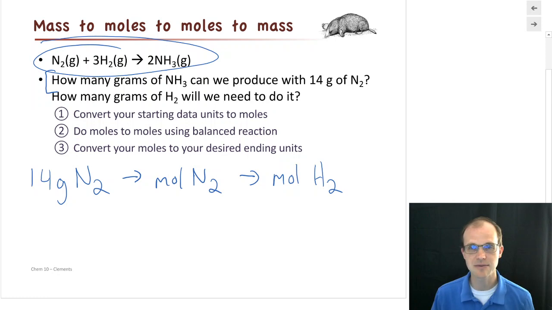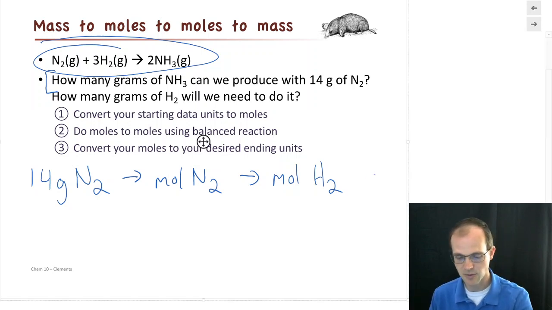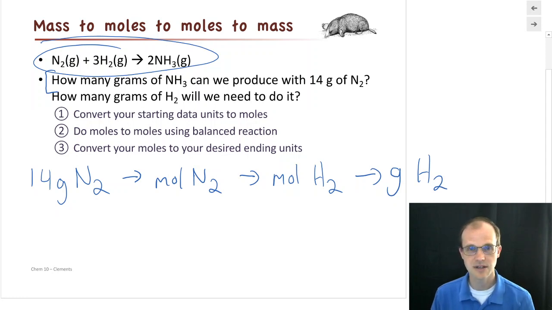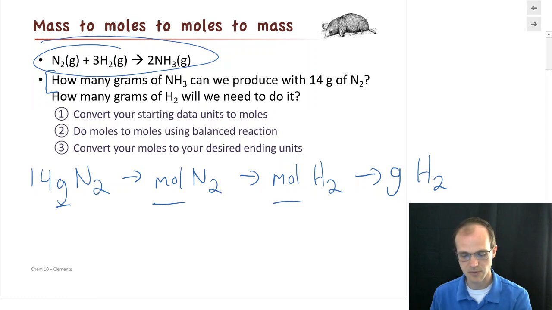And what does the balanced chemical reaction tell us? It tells us the moles of one thing compared to the moles of another thing. So I go moles of nitrogen to moles of hydrogen. Now, if I really want to know how to check whether I produced what I wanted to produce, I've got to do one more step and convert those moles of hydrogen into grams of hydrogen. And there we've got that grams to moles to grams that I was talking about.